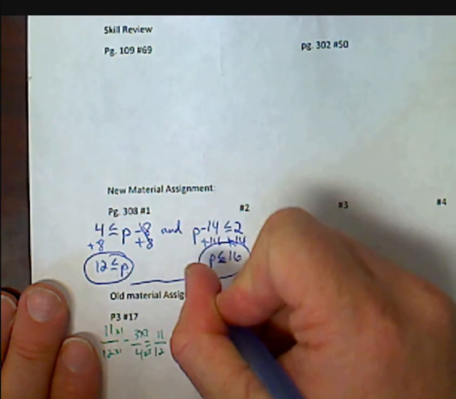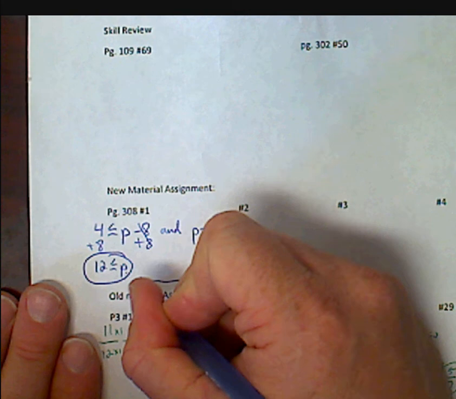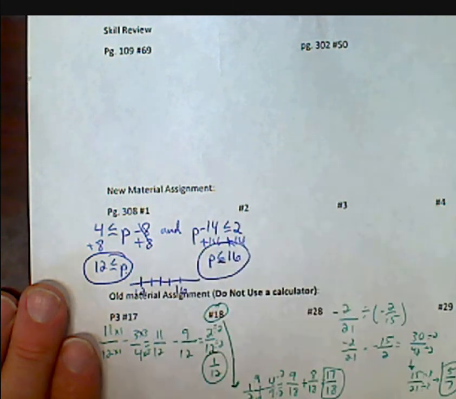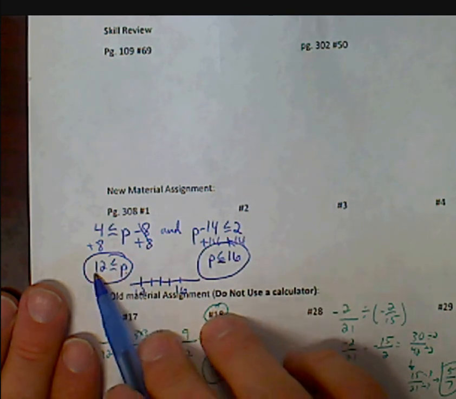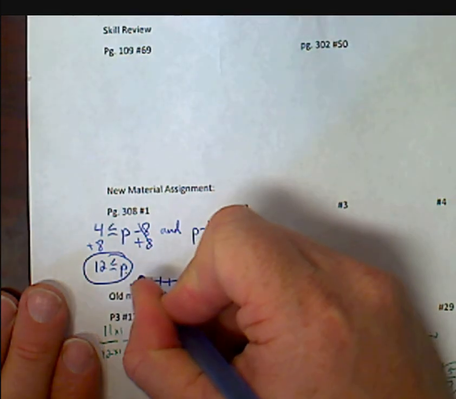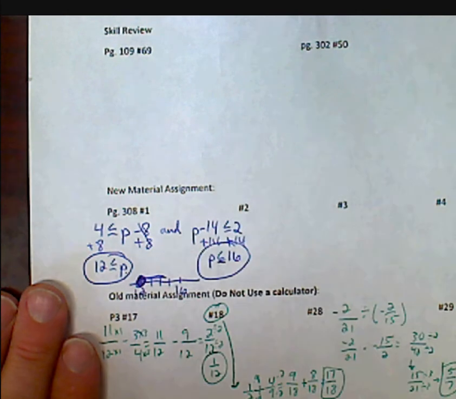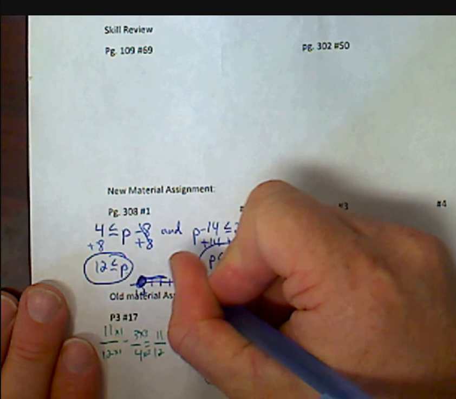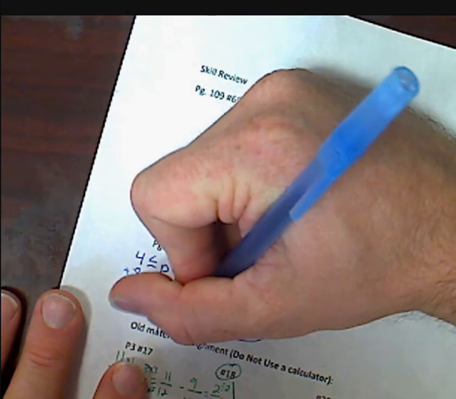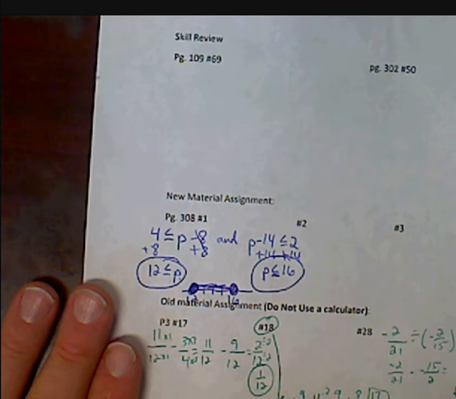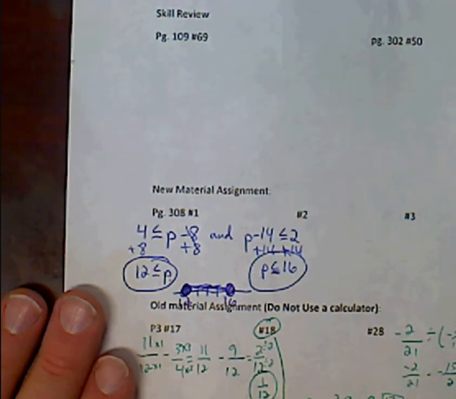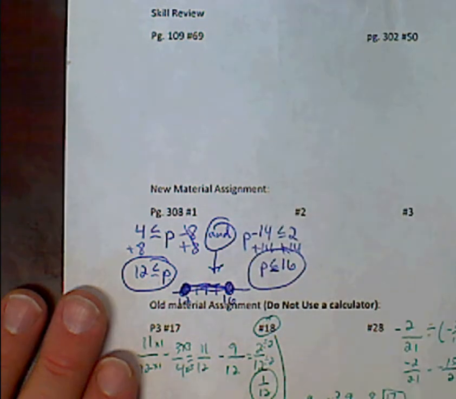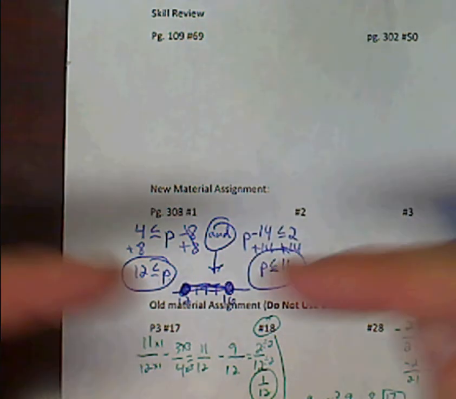So when I graph this, I need something at 12, and I go 13, 14, 15, 16. If p is greater than or equal to 12, I put a closed circle. Greater than means to the right. This says p is less than or equal to 16, and that means to the left. So my line is actually in the middle, and my arrows do not go past my dots. A big reason is because it says the word and. And typically means the arrows go together.